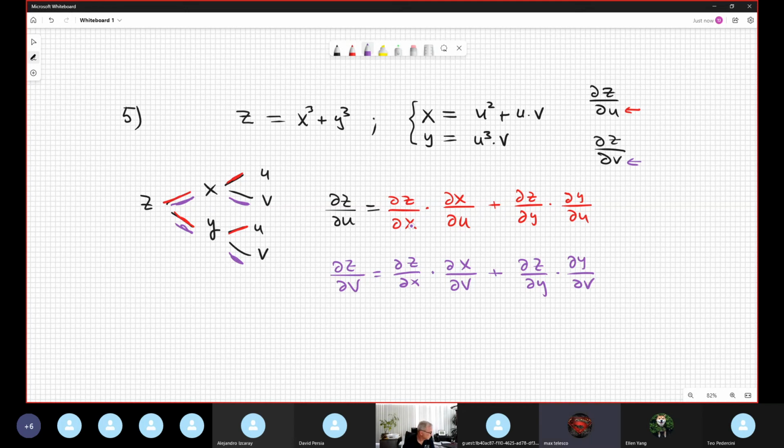Professor? So the whole derivative is both of those partial derivatives, right? Yeah, the whole derivative, the total, is everything, because it's a very complicated composite function.